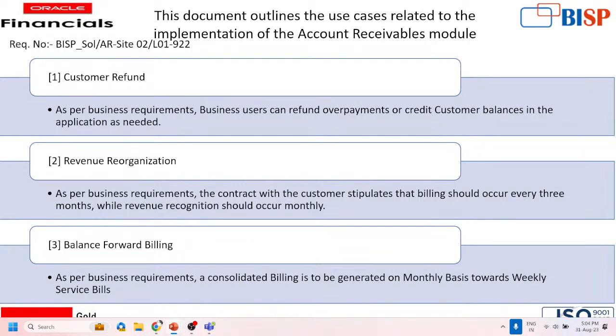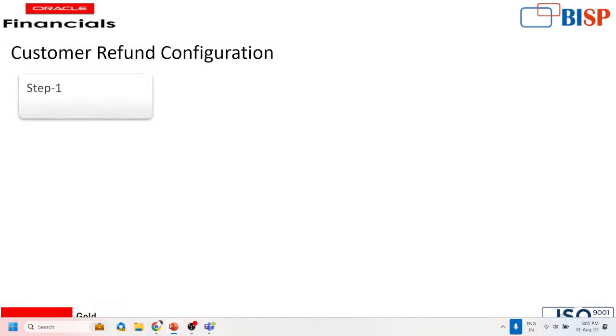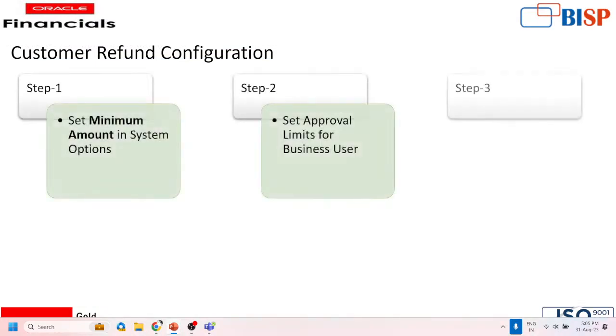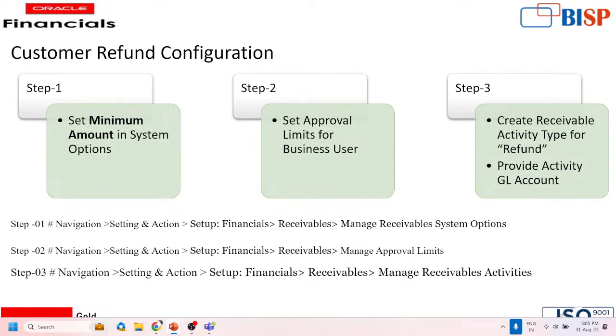So let us start with the first agenda of the webinar, that is customer refund and configuration process. So customer refund in the account receivable is a process of returning money that a company owes to its customer. This can happen when a customer overpays or returns a product or cancels a service. Unlike an adjustment which credits the customer account balances, the refund returns the money that the company owes directly to the customer.